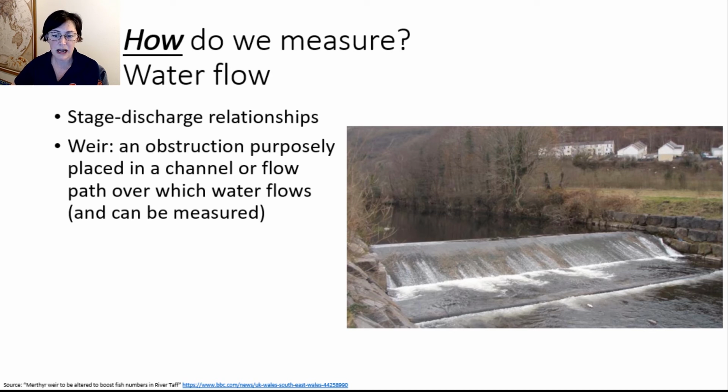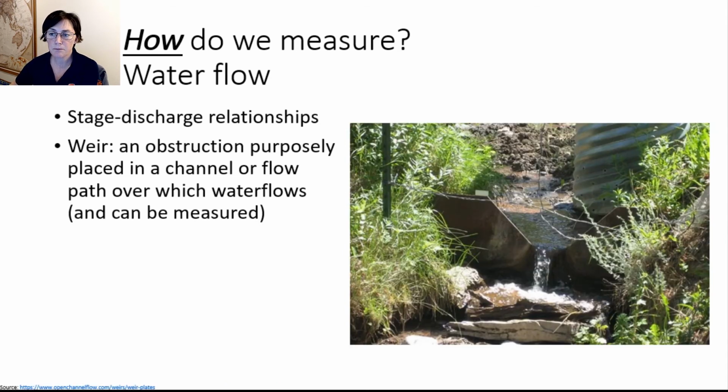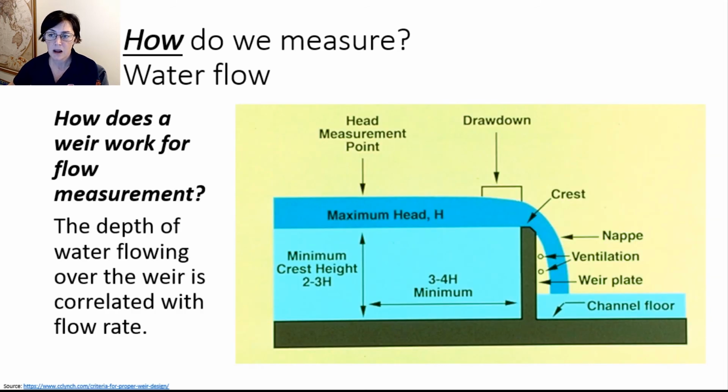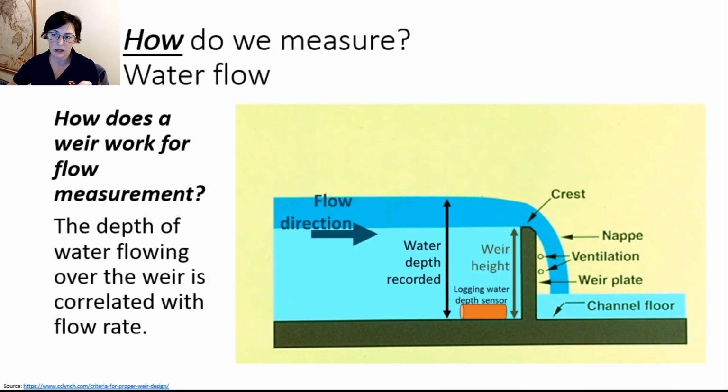There are many shapes and sizes of weirs, like this one in the picture, which would be considered a rectangular broad-crusted weir, or this V-shaped weir in this picture here. The way weirs come into play is that you can place a water depth monitoring device behind the weir, or upstream of the weir, and then you can relate the depth of water flowing over that weir to a flow rate because your little water sensor is continuously logging that water depth.